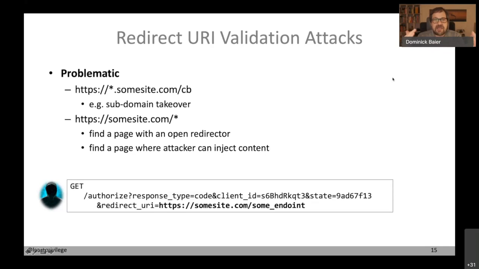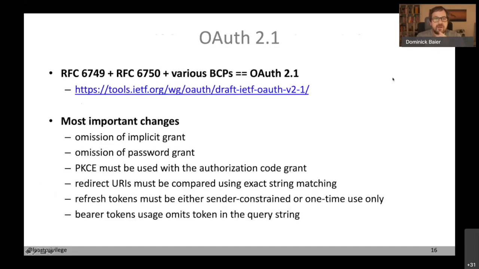So the spec is very clear now. You need to validate URLs as an exact string match. No more wildcards, nothing else. The strings must exactly match from what the client sends you with the thing you have on hold in your configuration. Yeah, which is a small change but very important. So long story short, what OAuth 2.1 really is, it's RFC 6749, it's RFC 6750, which is the bearer token usage, plus all of these BCPs I mentioned earlier. And that together becomes OAuth 2.1.